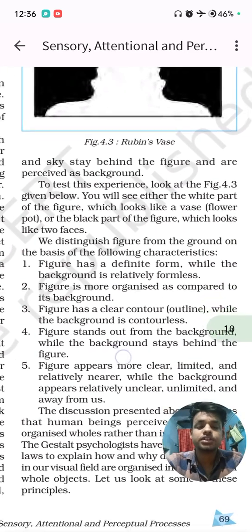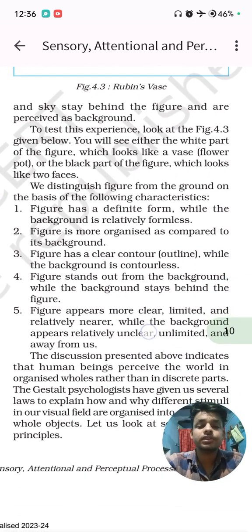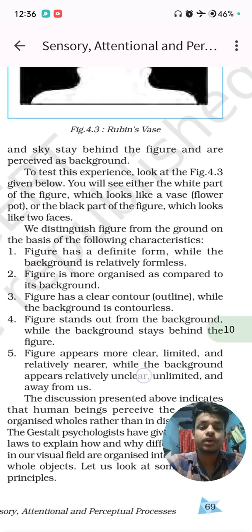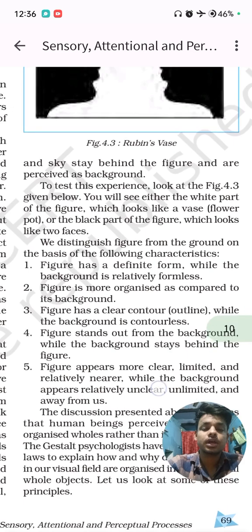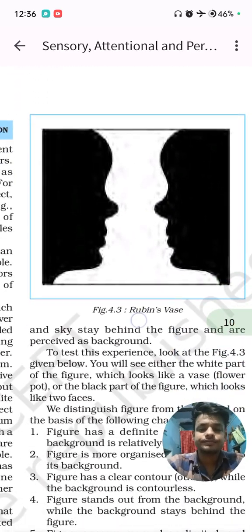The test is experience. Look at figure 4.1 given below. You will see either the white part of the figure, which looks like a vase or flower pot, or the other part of the figure, which looks like two faces. Here we see the diagram.